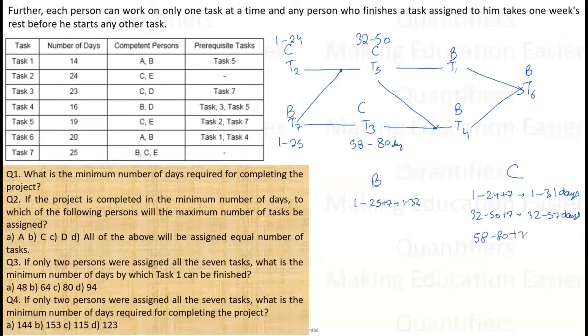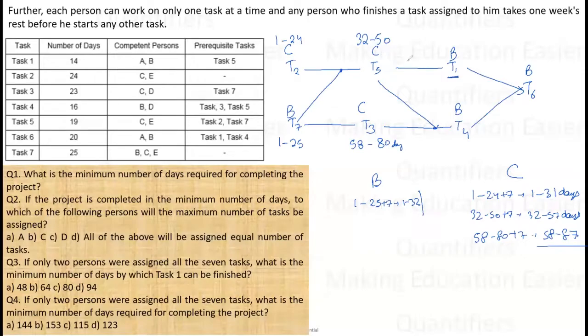But since according to protocol, I need a 7 day rest. So C is now 58 to 87 days. He is not busy. He is not available now. B can start this from the 51st day itself, because B is totally rested up to that time. B is available from the 33rd day.